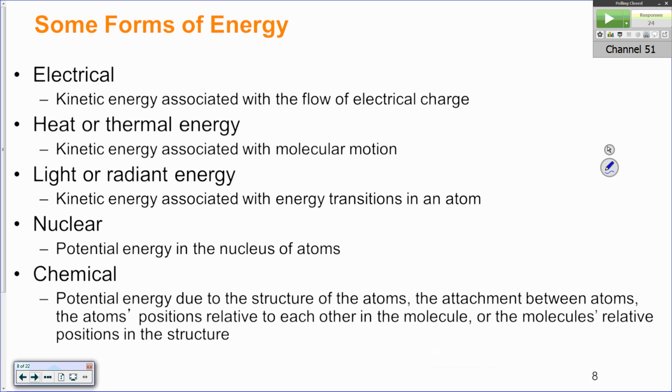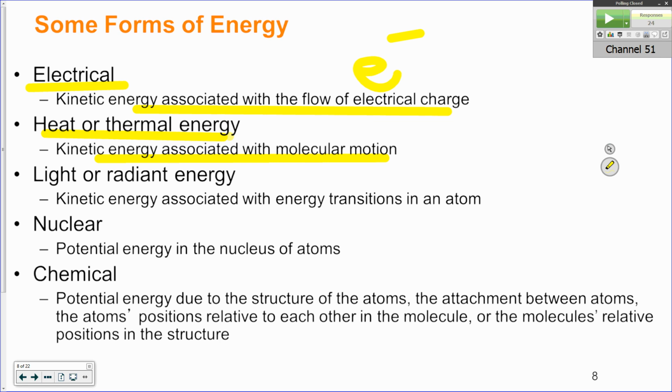So what are the different ways we can convert between the different forms of energy? There's a lot of them. Here's the key things that we think about. Electrical. So we're associating with the flow of electrical charge. Most commonly, we're thinking about a single electron associated with that. We can add heat or thermal energy. To us, they mean the same thing. So that's associated with the kinetic energy associated with molecules.